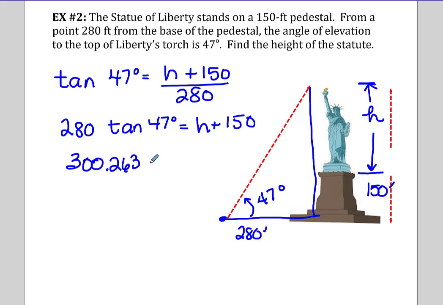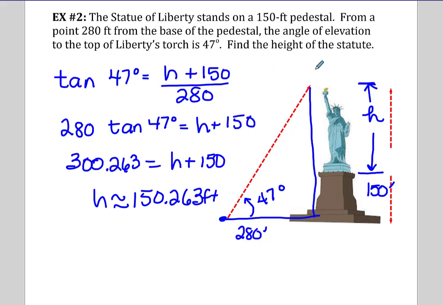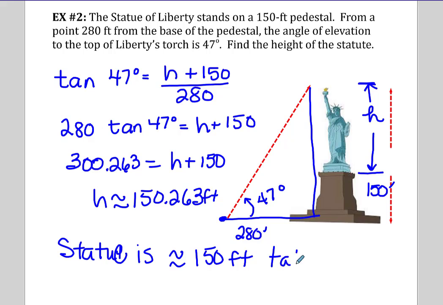So if this is 300.263 and we subtract 150 from that, then the height is going to be roughly 150.263 feet high. So if we rounded that height we could say that the statue is about 150 feet tall. So the base, the pedestal, is 150, and the statue itself is 150. And if you've ever been there, you know that proportion is pretty close to true.